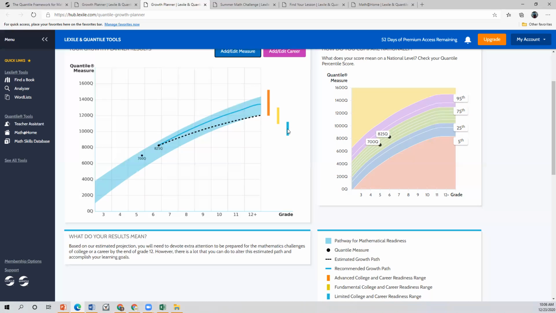As you see, based on our estimated projection, James will need to devote extra attention to be prepared for the mathematical challenges of an advanced curriculum or college towards the end of 12th grade. You, as the parent, should always consider opportunities in light of the goal of your homeschool. Here you see that James's quantile measure falls within the 50th percentile nationally. 50th percentile is standard for a student at his grade level. Let's see how we can help James improve his math skills.